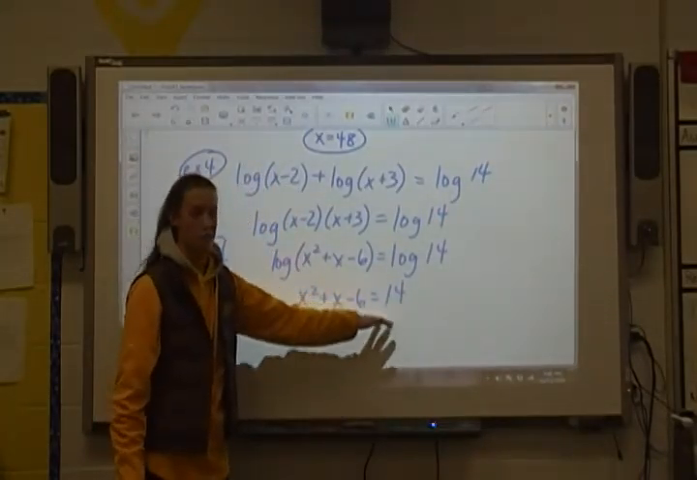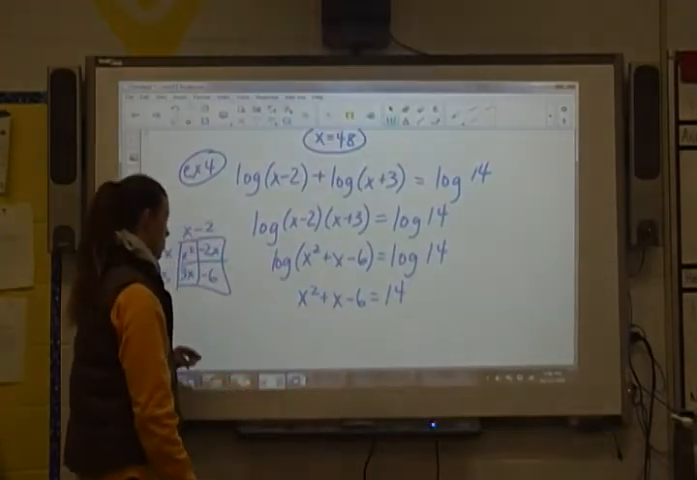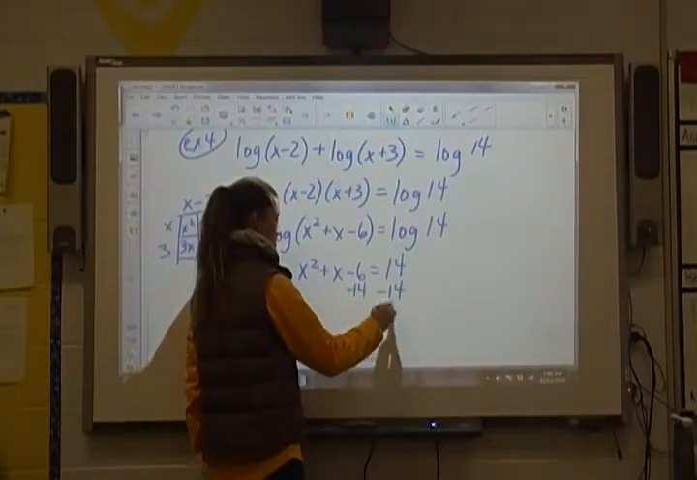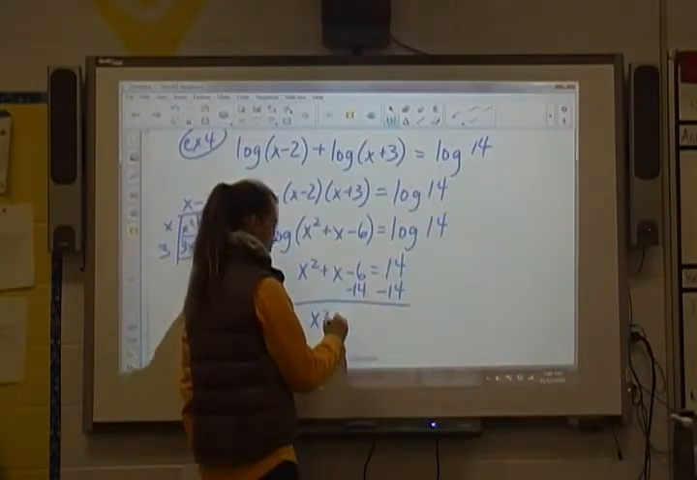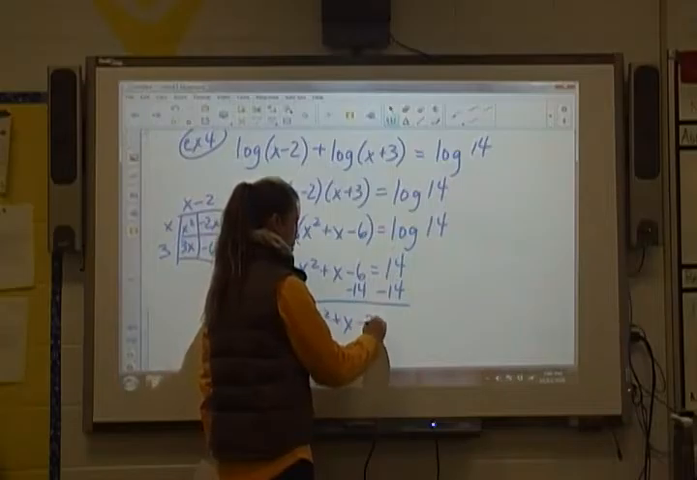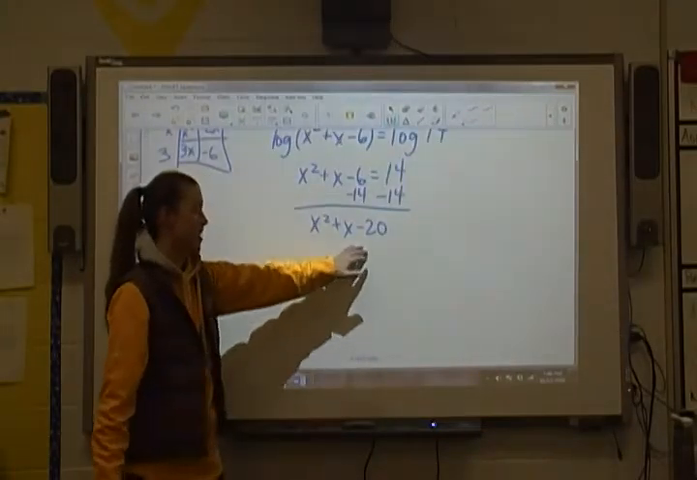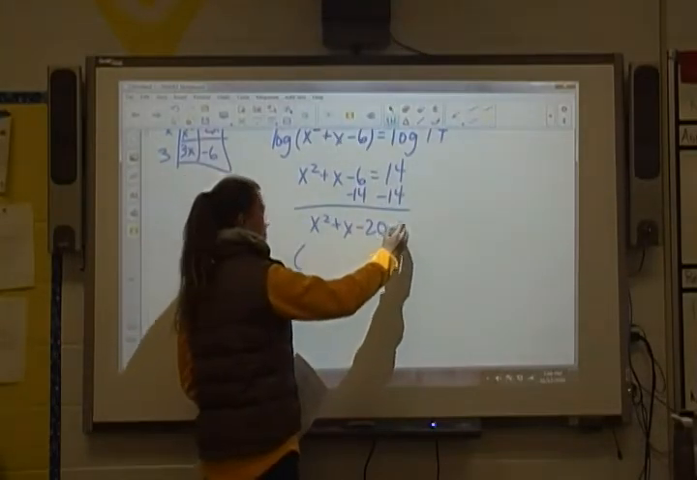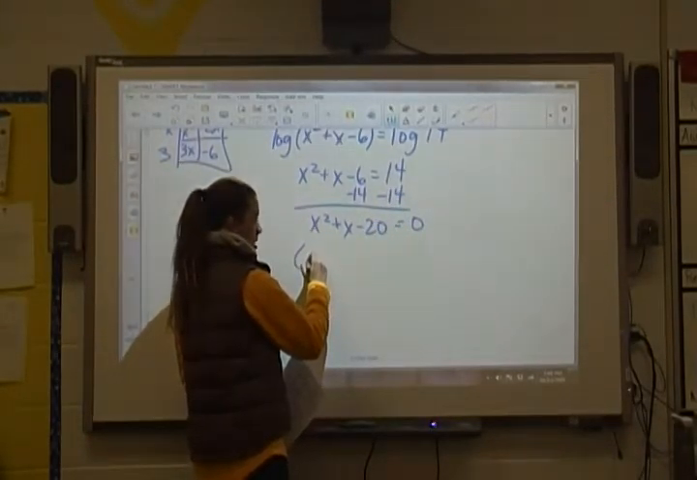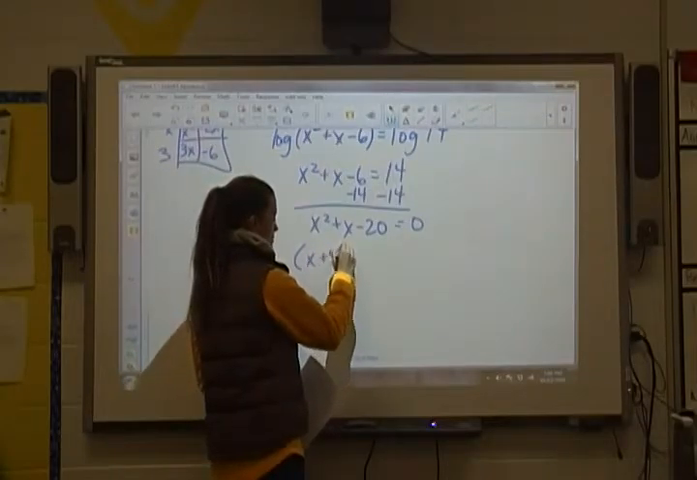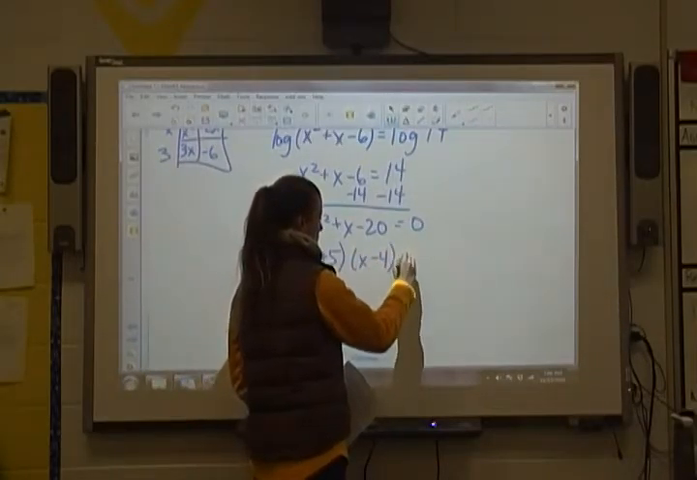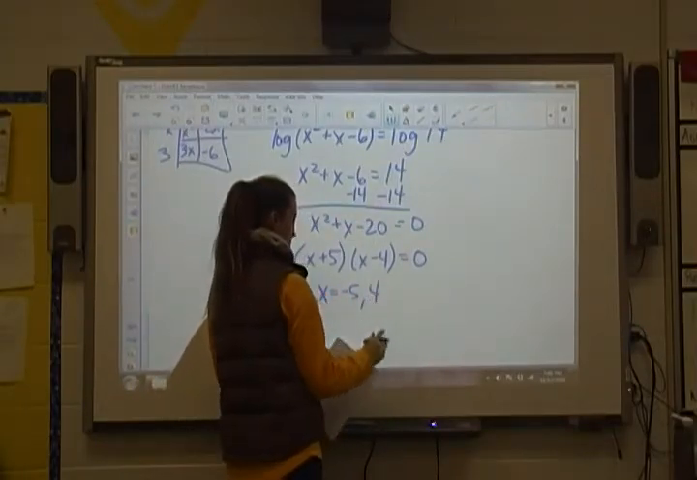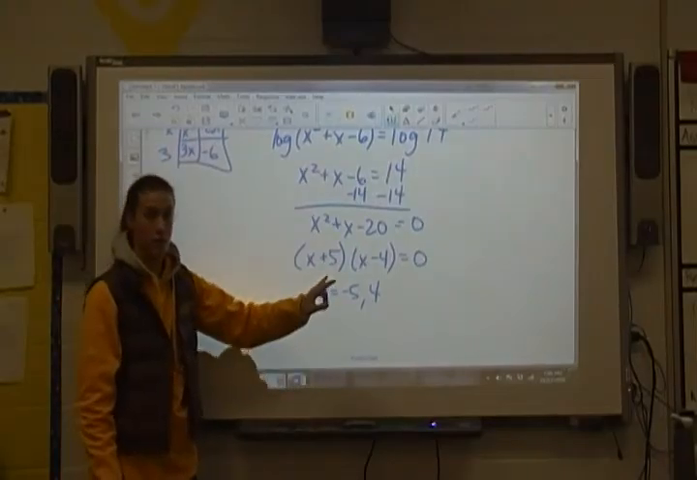I do need to move this 14 over before I factor. So when I do that, I'll subtract my 14, leaving me with x squared plus x minus 20. So two factors of negative 20 that add and give me a positive 1 are going to be, remember I'm equal to 0 now because I canceled this out, x plus 5 and x minus 4. So when I solve this, x is equal to negative 5 and positive 4. It is possible to have two answers if you have two x's.